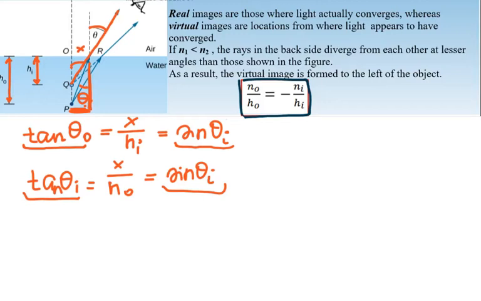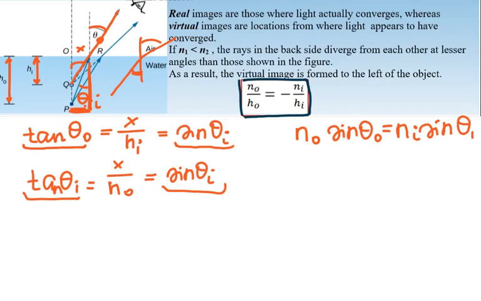And then I'm going to write another formula, Snell's Law. I'm going to say N1, which is air, or let's call it N sub 0, sine theta sub 0, is equal to N incident sine theta incident, because it is incident, coming from the water into the air. So this is your incident angle and that is refracted.